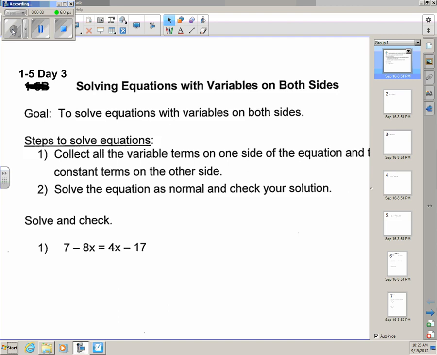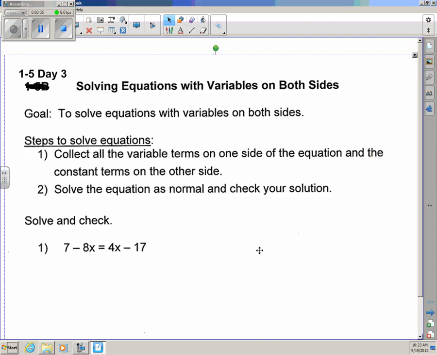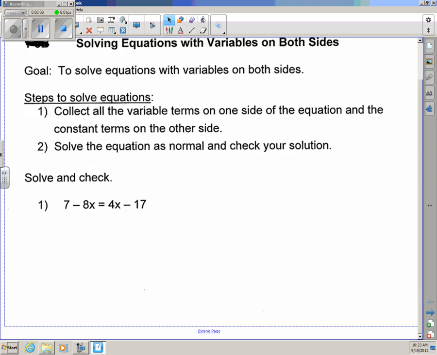Today's lesson is solving equations that have variables on both sides. In solving equations, something you guys do a lot, and I think you're probably very good at it. So that's a good thing. When you've got variables on both sides, you want to get all the variables on one side of the equation, either left or right, and all the things without variables, all the constant terms, on the opposite side. Solve your equation as you normally would, check your solution, and make sure you're solving for a positive variable.